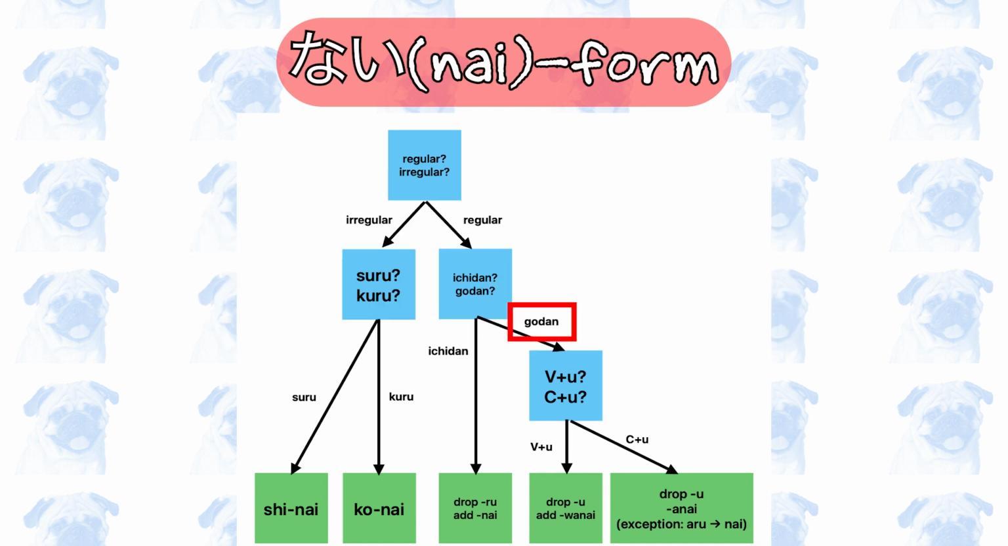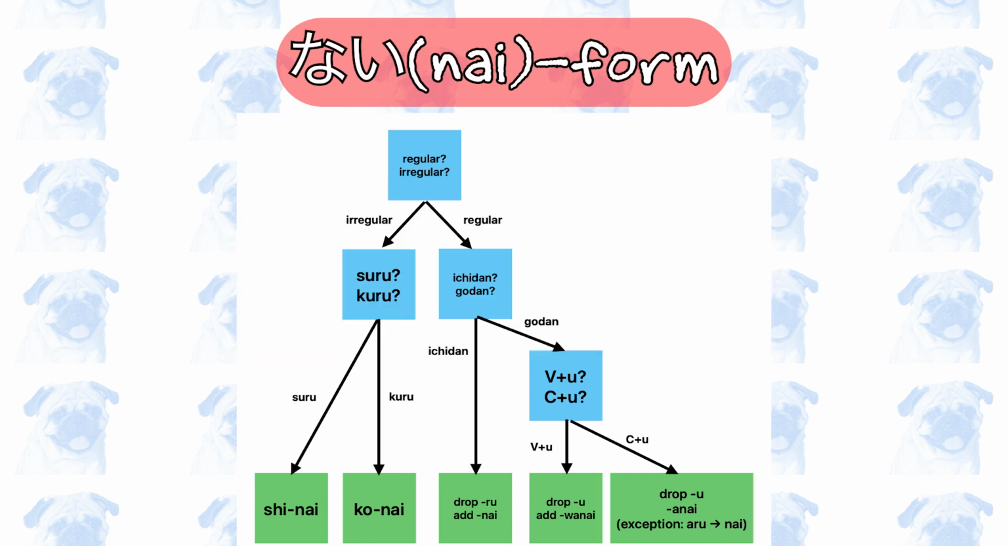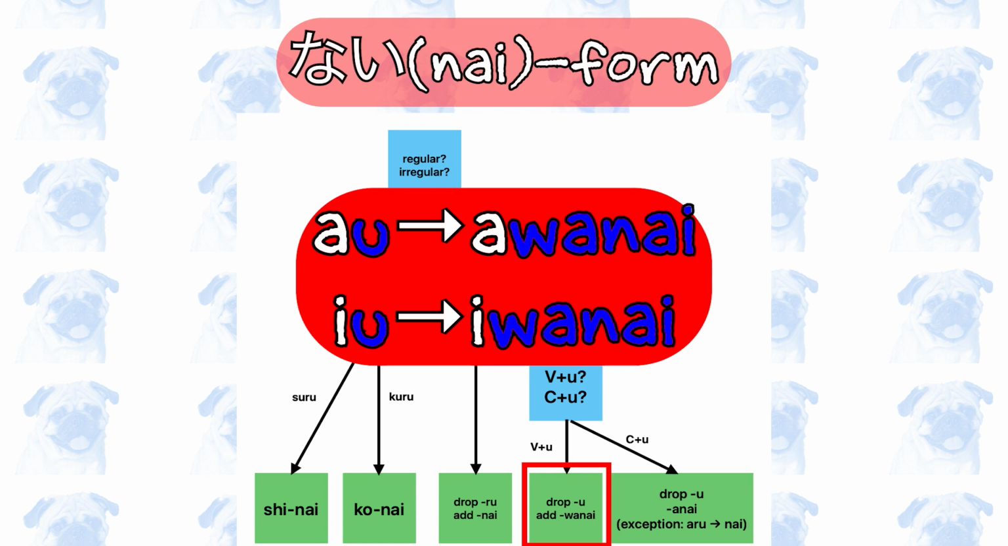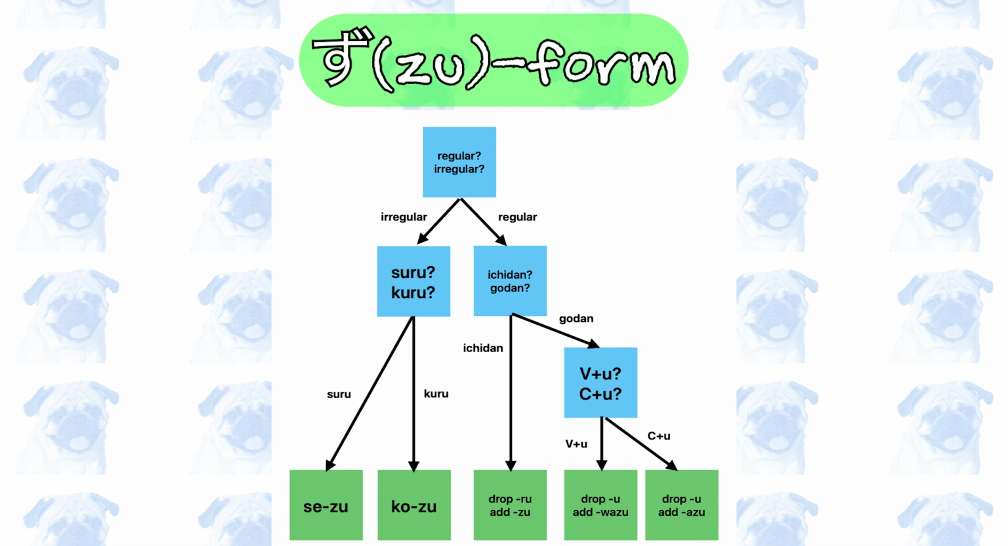With 五段 verbs, however, you have to pay attention to the last mora and see if it consists of a consonant plus a vowel or only of a vowel. If the last mora has a consonant and a vowel, then you delete the vowel and add あない. For example, 書く 書かない, 知る 知らない. On the other hand, if the last mora is just a vowel, then replace it with わない. For instance, 会う 会わない, 言う 言わない.